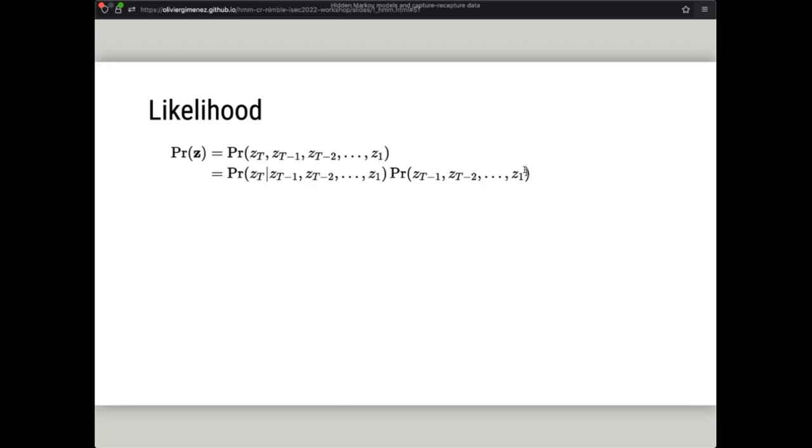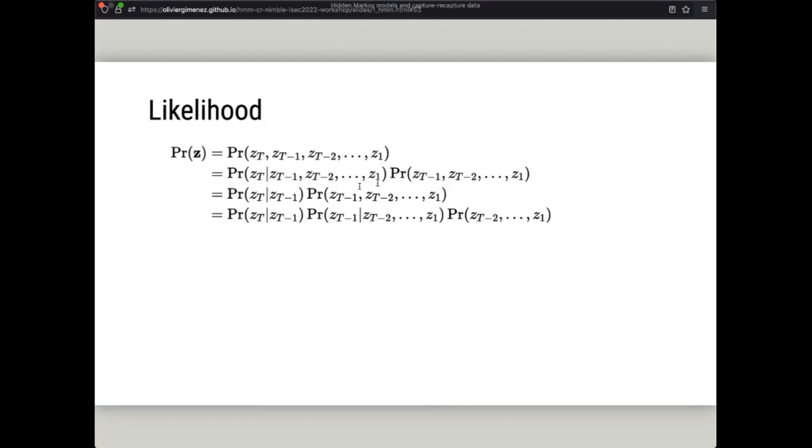And then because we have a Markov model, we don't have any memory. So the probability of ZT given the past is actually the probability of ZT given just what happens at the present, ZT minus one, or the previous occasion. We don't need to account for what happened on all the occasions before T minus one. Remember, that's a Markov process. So you get this formulation, ZT given ZT minus one, and the probability of all the past states.